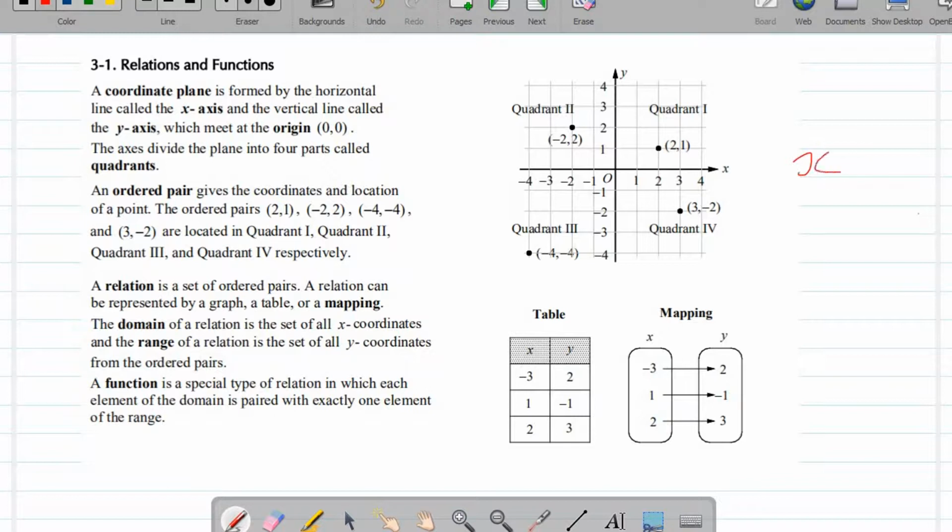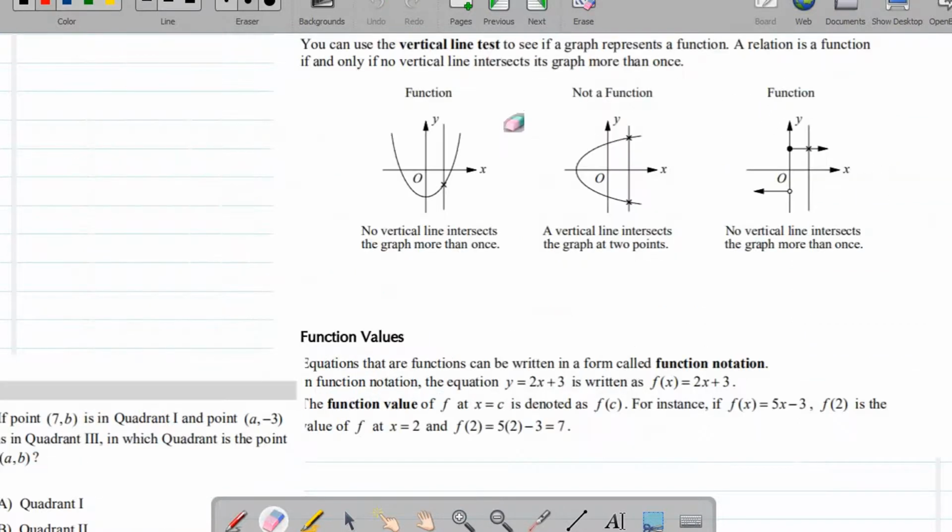Now another thing to remember is that a relation can only be a function if there is only 1 value of y for each value of x. There cannot be 2 values of y for 1 value of x. If there are 2 values of y for a value of x, that means it is not a function. So remember that.